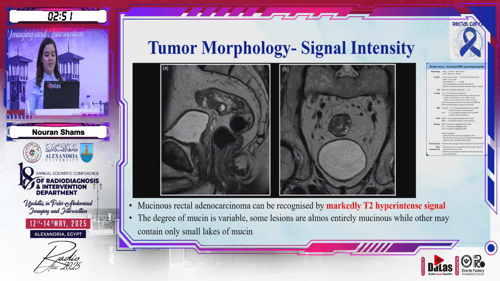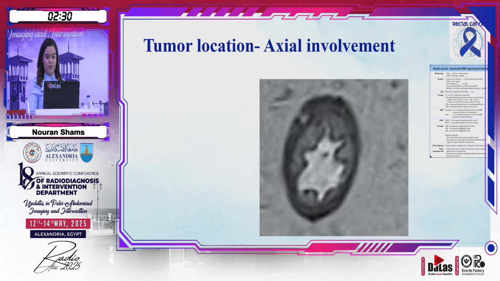Regarding signal intensity, classically tumors exhibit T2 intermediate signal. However, the presence of a mucinous component will appear as T2 hyperintense signal, and actually, imaging is superior to biopsies in detecting the presence of mucinous components, which may be present as isolated lakes within the substance of the tumor.